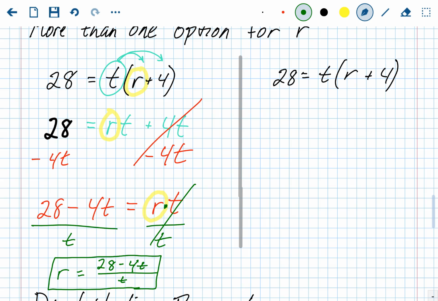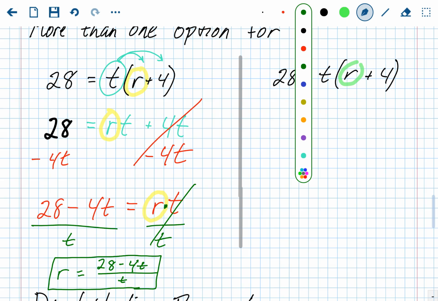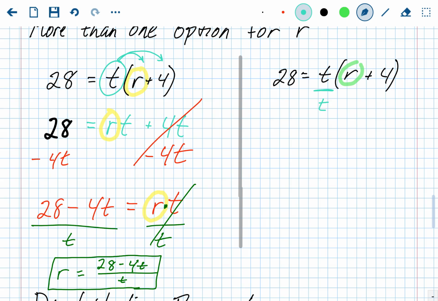There's a different way to do that. Instead of distributing, because again, we're trying to get r by itself, and it's currently by itself, however, it's inside parentheses, so we can't really get to it right away. What we could do instead of distributing is just divide by t right away. Remember, it's t times r plus 4. We need to get rid of the t. It's on the outside. We always start on the outside and then work our way in towards that variable. So we could divide by t right away in the first step.